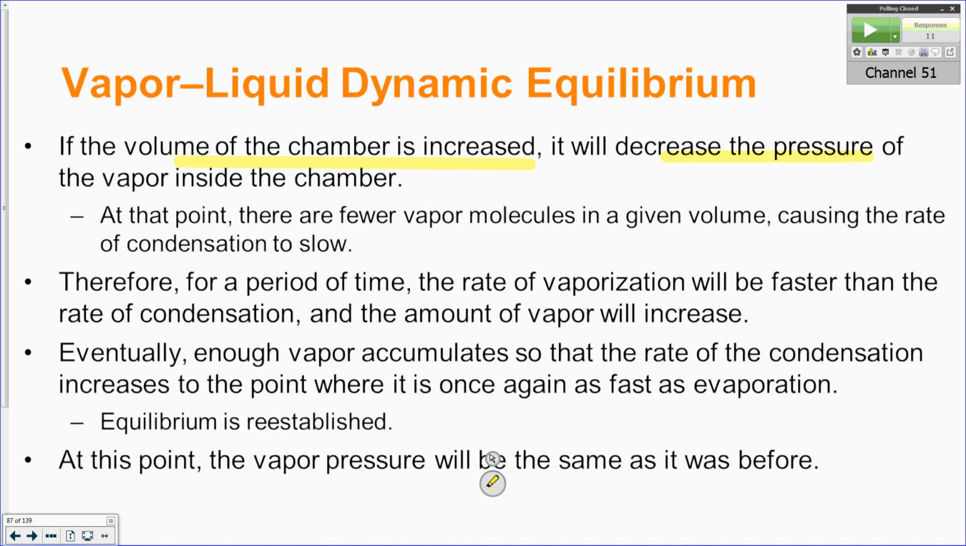At that point, fewer of the vapor molecules are in the given volume, and it causes the rate of condensation to slow down. They're not going to bump into each other as frequently. And that's going to be that way for some given period of time until the vaporization allows that equilibrium to be reestablished, and it increases the amount of vapor that's present in the system. At some point, the rate of condensation is going to, again, increase to the point where it reaches the rate of vaporization and the equilibrium is reestablished. Okay, but it's going to be at the same pressure that it was before.